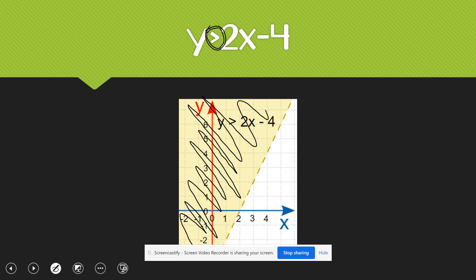So that's what you really need to look at is the y-axis. Look at where you're shading. If it's bigger than, then you're going to shade where the bigger numbers are. If it's less than, then you're going to shade where the smaller numbers are. But we're always looking at those y values. We're not looking at the x-axis.